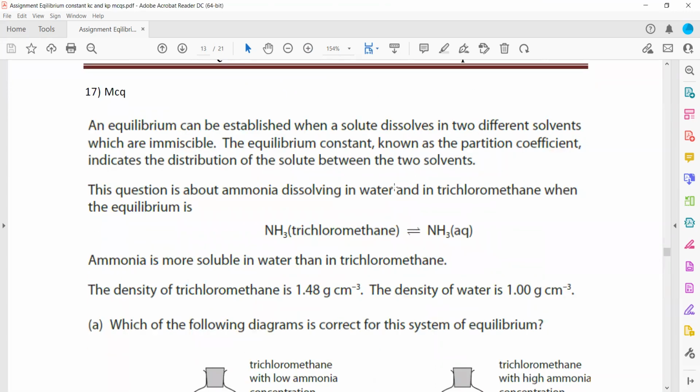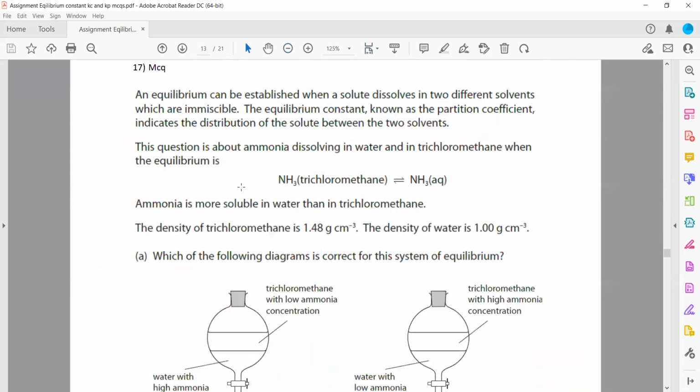In question 17, an equilibrium can be established when a solute dissolves into different solvents, when the rate of mixing or transfer of the solute in the two mixtures is the same, then it reaches equilibrium. So they mentioned the equilibrium constant, known as the partition coefficient, indicates the distribution of a solute between the two solvents. This question is about ammonia dissolving in water and trichloromethane. So ammonia can dissolve in trichloromethane or ammonia can dissolve in water as well.